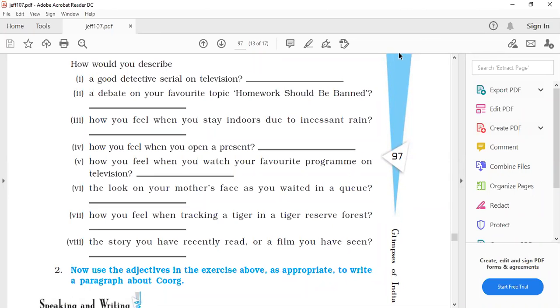Next one. Why was Rajveer excited to see the tea garden? क्यों excited था? When you get excited, when you see anything for the first time, कोई चीज आपने नहीं देखी होती, आप नई चीज देखते हो, then you get excited. So this was the reason.